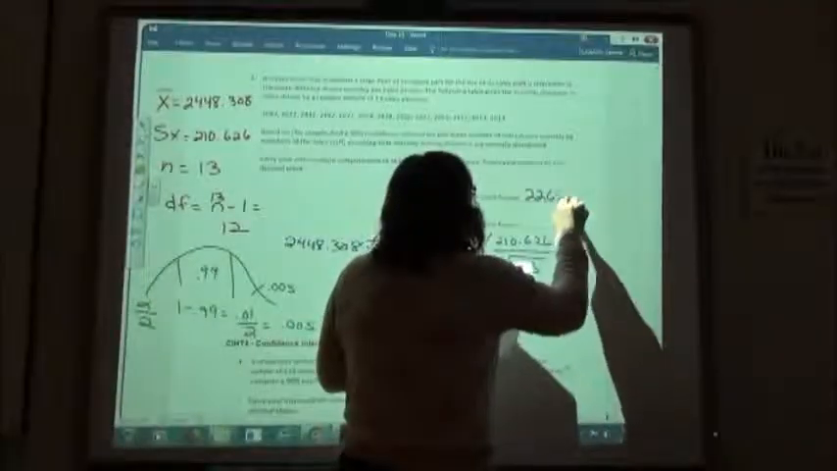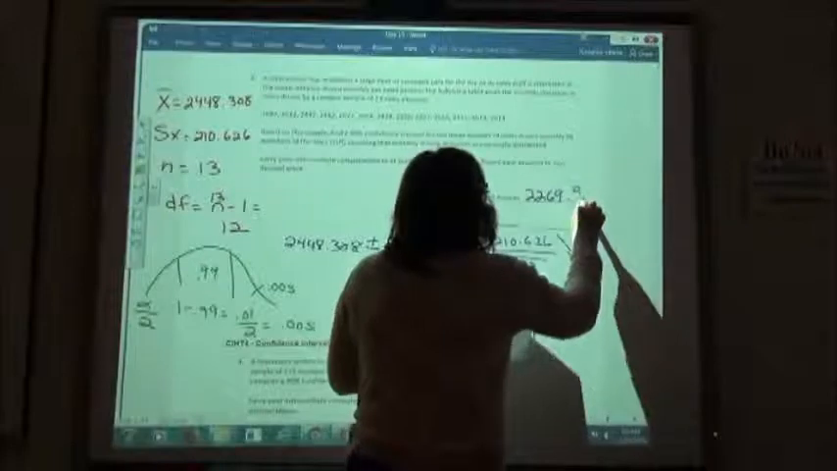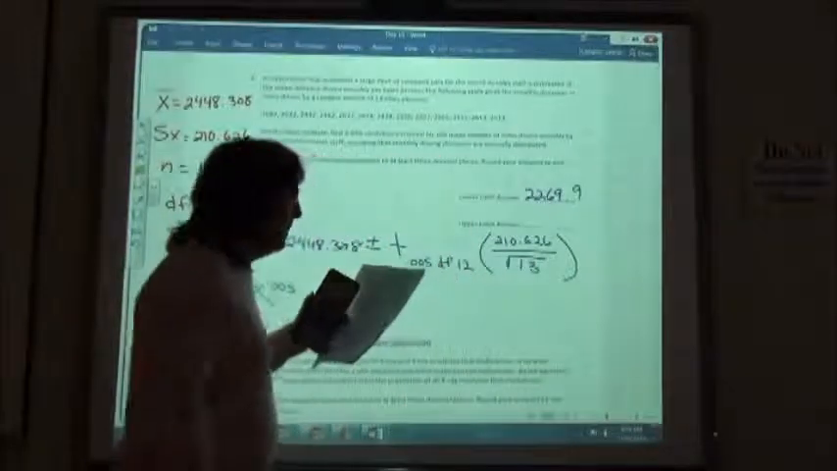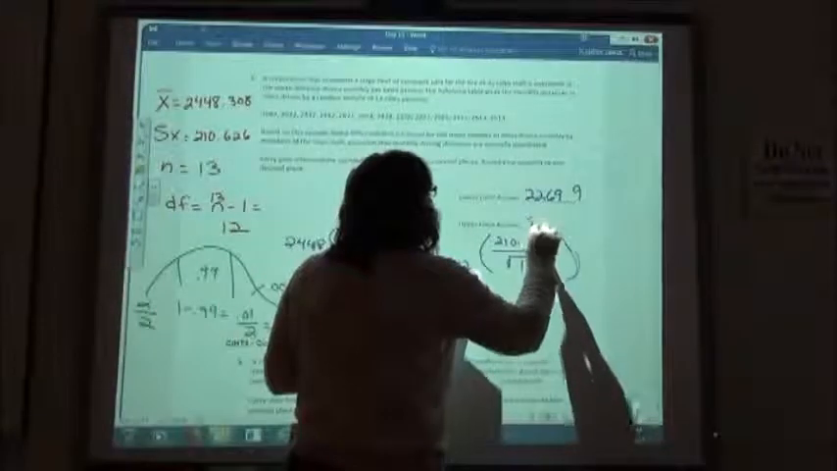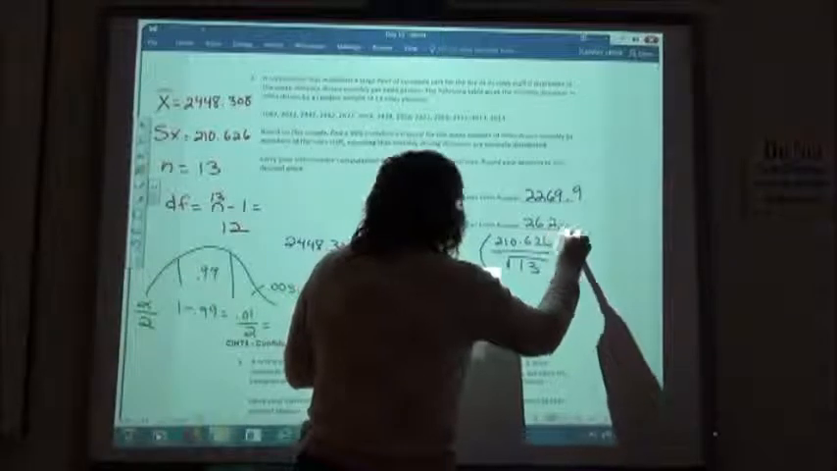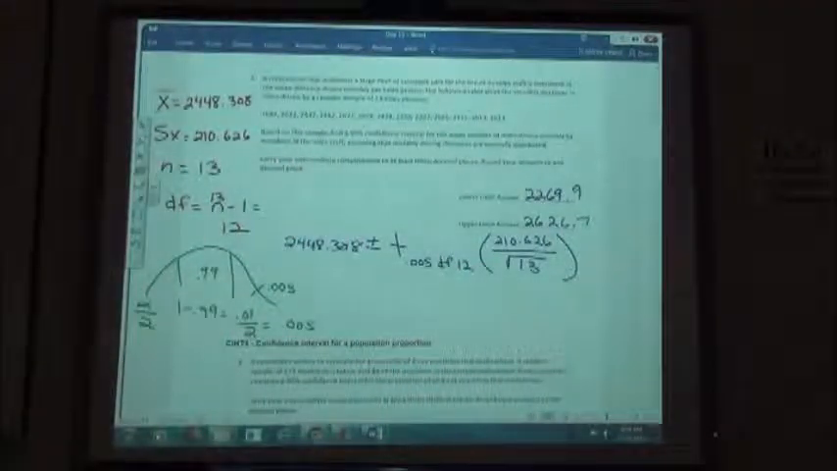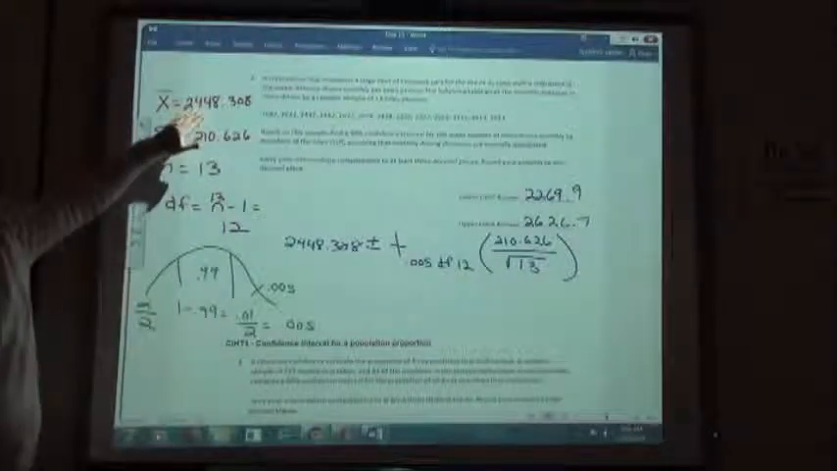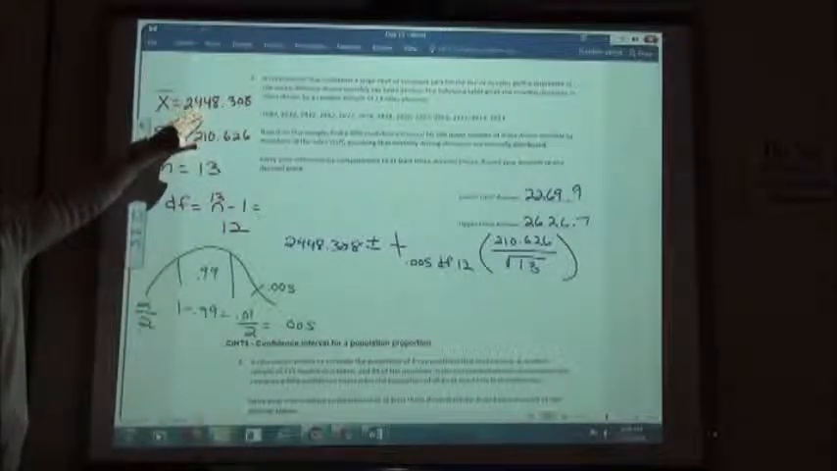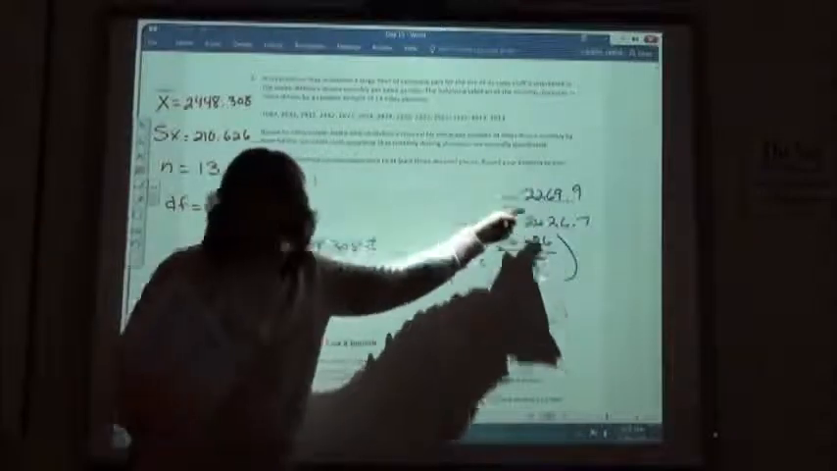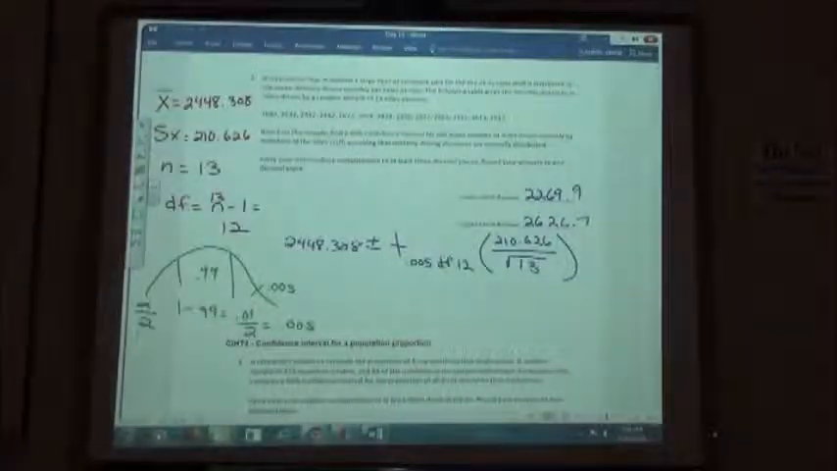2269.9 is our lower limit. 2626.7 is our upper limit. And again, you can see that our mean, 2,448, would be between my 2 numbers. So that's a good sign. All right.